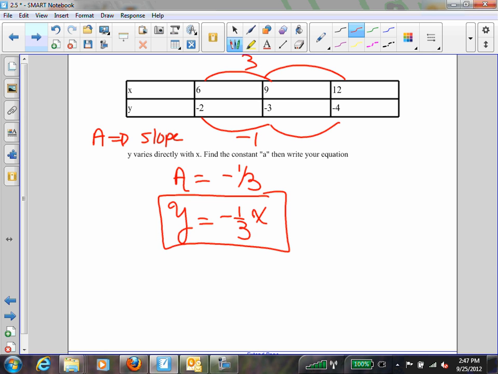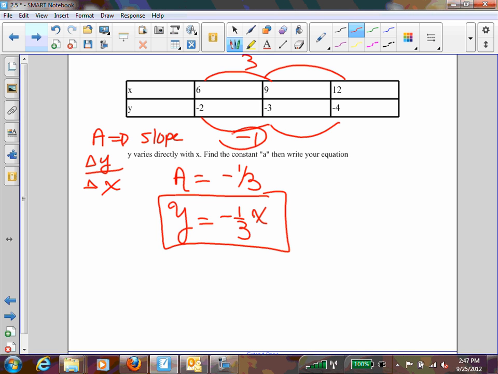Remember I said a is your slope. You want to think about it as your slope. Is that it? I think that's the end. So think about your slope. Remember, slope is change in y over change in x. Change in y is negative 1. Change in x is positive 3. So negative 1/3 is your slope. So y equals negative 1/3 x is your equation. That shows a direct variation because there is no y-intercept.